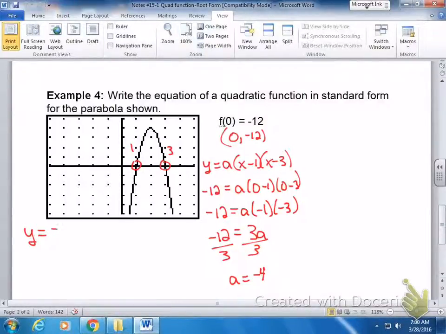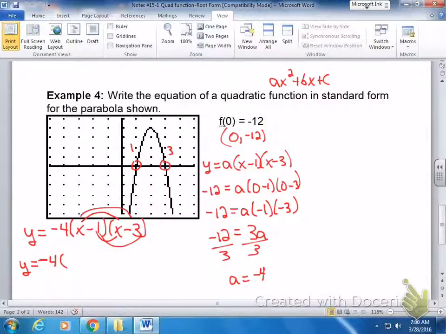So we're going to plug that in over here. y equals negative 4 times x minus 1 times x minus 3. Now it said standard form up there, guys, that's going to be the ax squared plus bx plus c form. So that means we're going to have to do some distribution here. We're going to start here. I'm going to do the distribution. I'm going to keep the negative 4 outside.